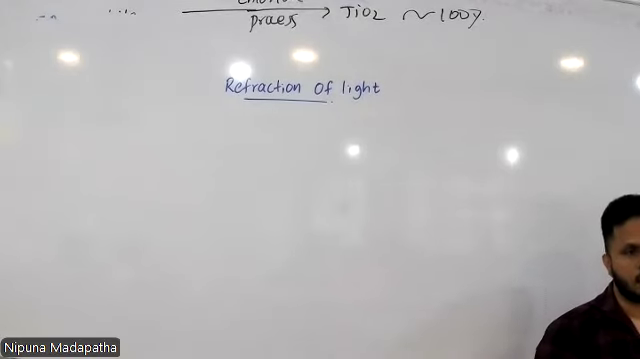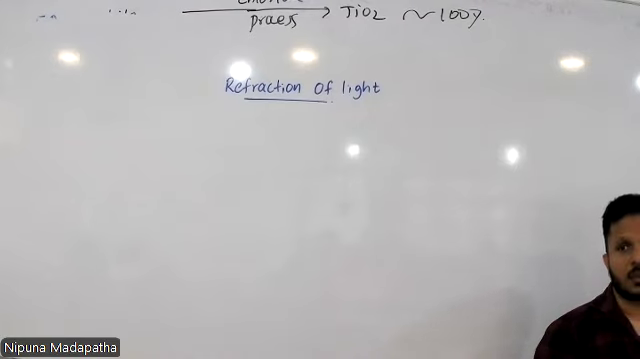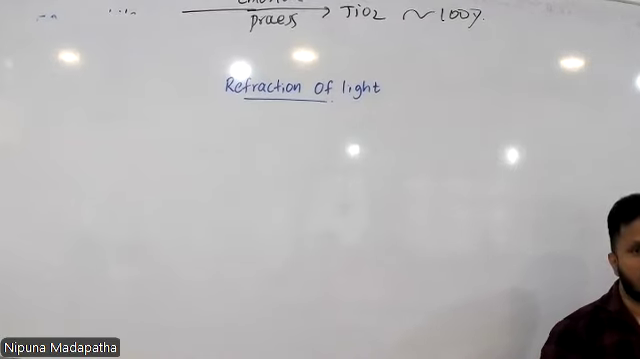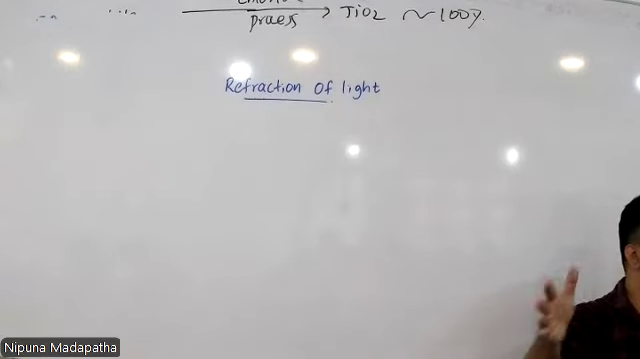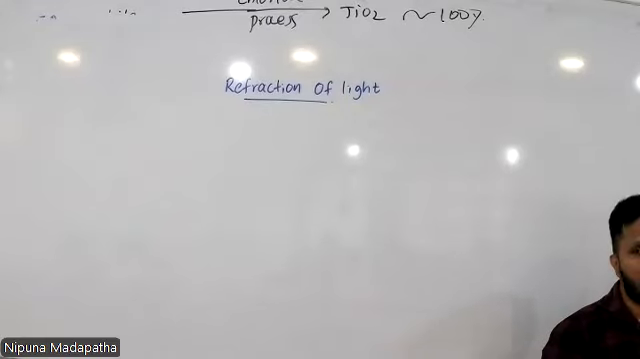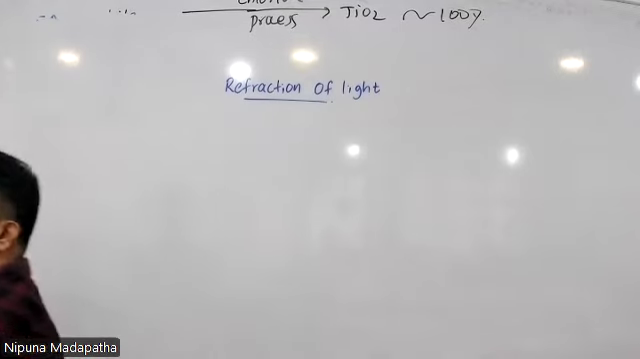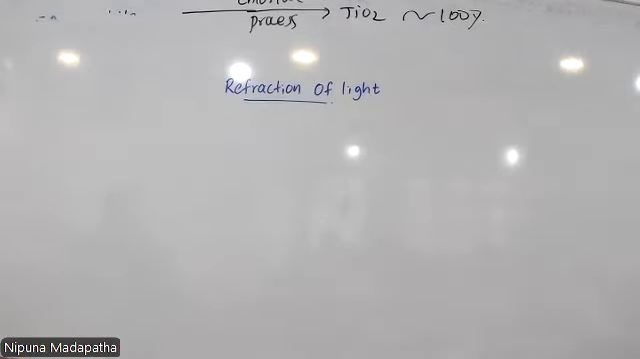What is the reason for that? Why do light rays get refracted? The speed of propagation of light waves differs from medium to medium. That is the reason for refraction. All light waves refract according to two laws of refraction. And what are those two laws?